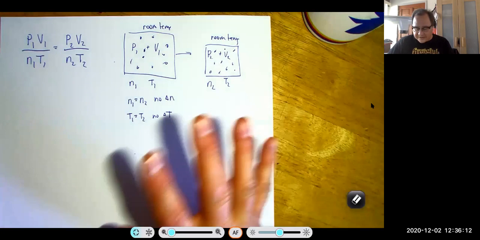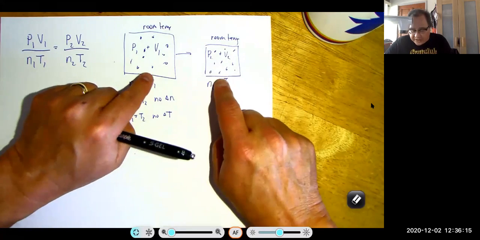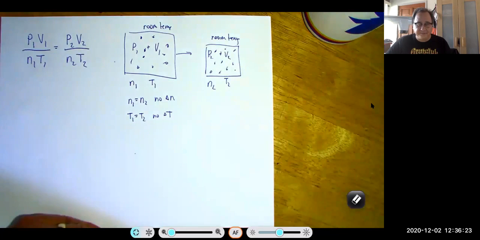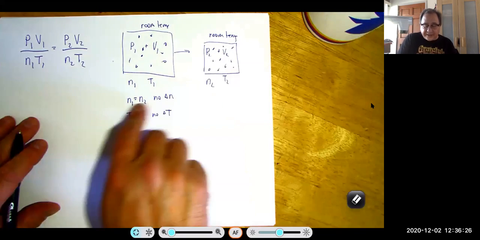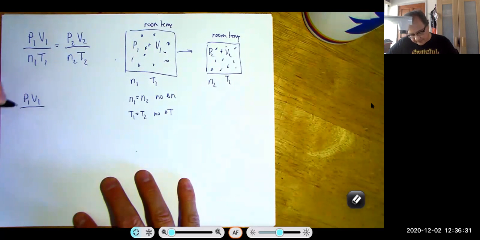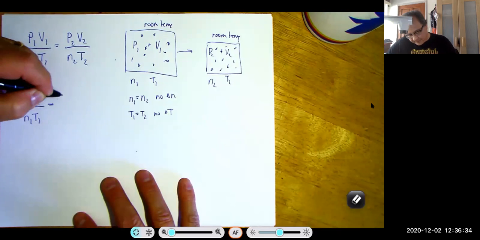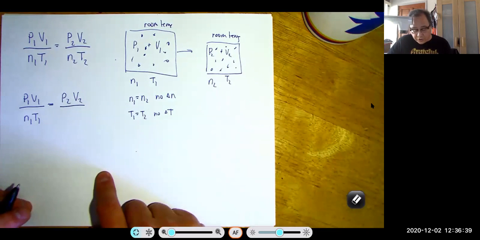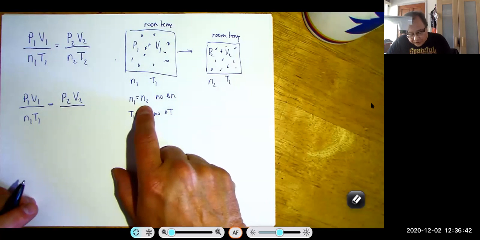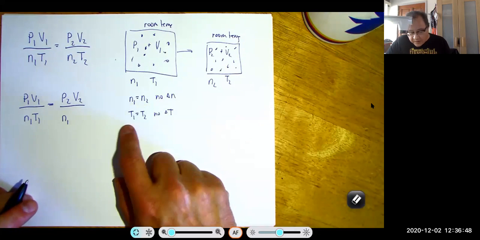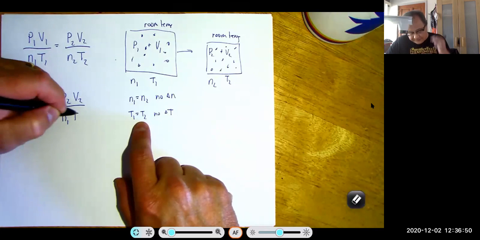So what I'm asking you to think about is that the moles of gas do not change and the temperature does not change. And therefore, N1 equals N2 and T1 equals T2. Okay, let me show you how we use this in this equation. Now look at what I'm going to do for N2 and T2. N1 is equal to N2, so I'm going to write N1 here, not N2. T1 is equal to T2, so I'm going to write T1 here.